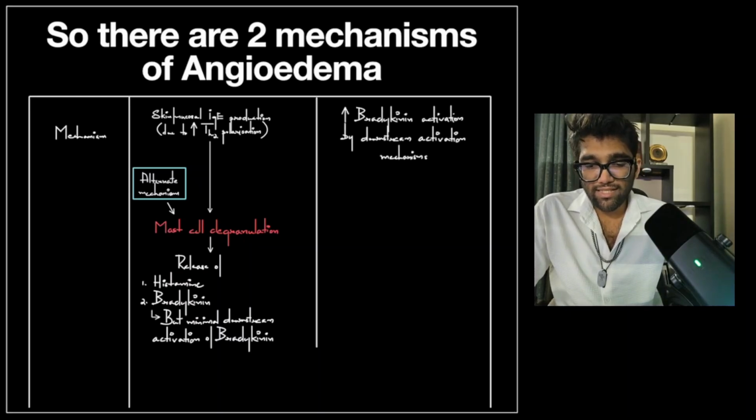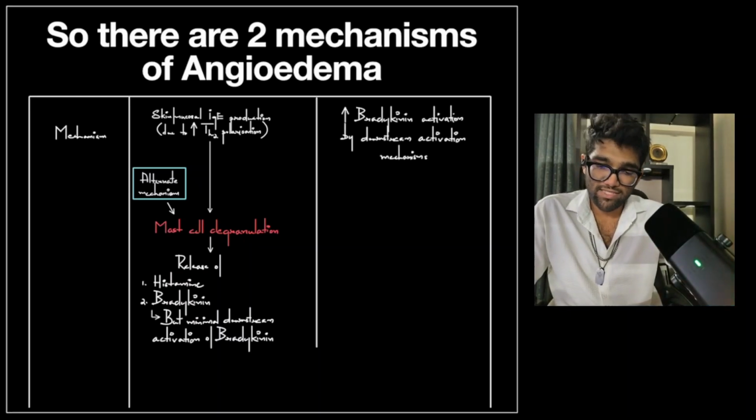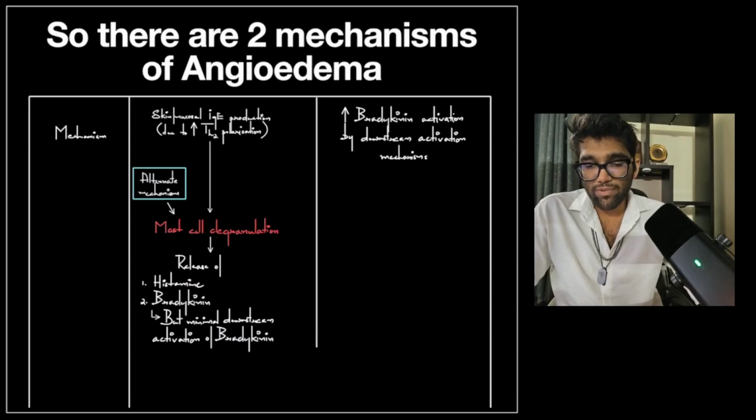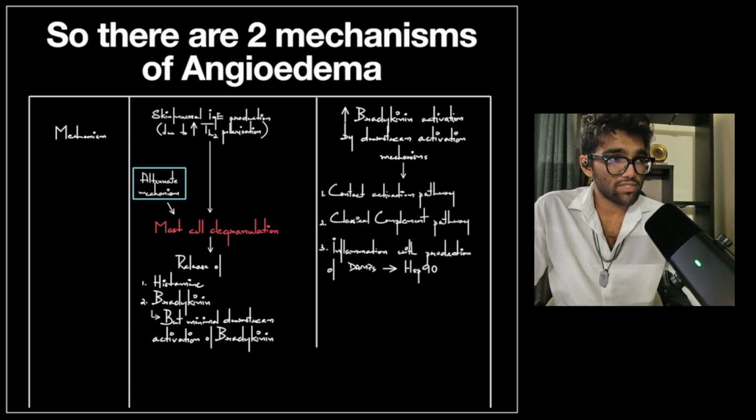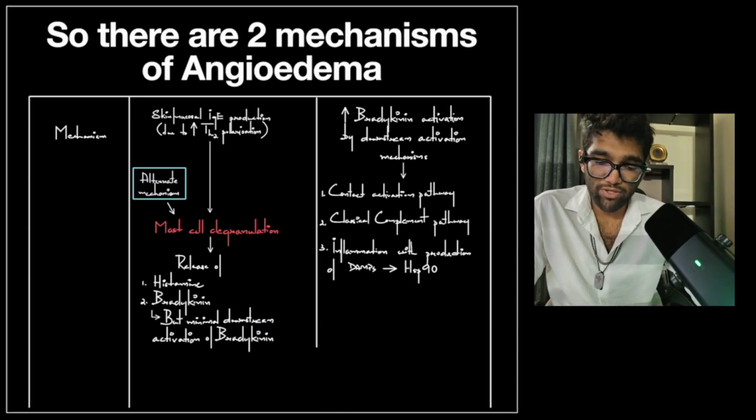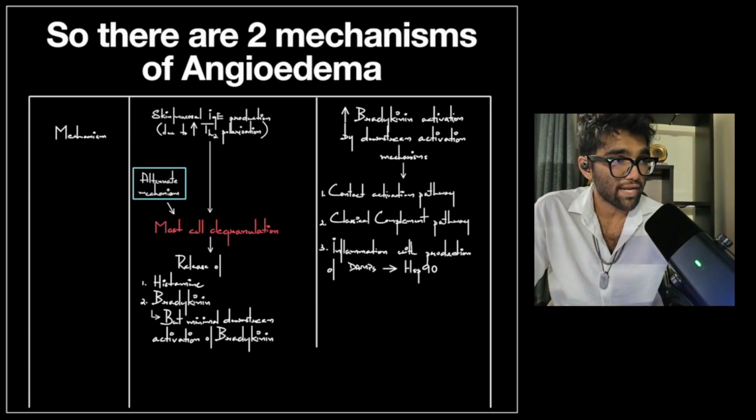The other mechanism is just increased bradykinin activation, with no significant increase in mast cell degranulation. This is happening because the downstream activation of bradykinin has increased. This happens by three mechanisms. It happens either due to overactivation of the contact activation pathway, or due to classical complement pathway overactivation, or due to inflammation resulting in the production of a particular damage-associated molecular pattern called HSP19, and we'll be getting to the details of this.